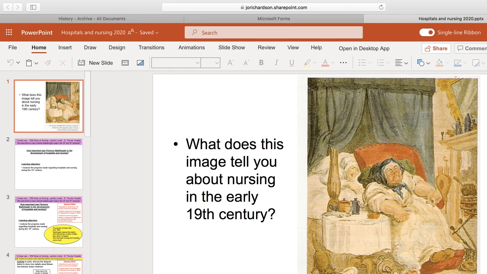We've got an image on the board and the slide, an early 19th century cartoon showing the typical nurse. She is unconscious from alcohol. So what does that tell you about nursing in the early 19th century? If she's unconscious from alcohol, an inference we can make is that she is perhaps untrained, not what you'd assume a typical nurse to be, if she's not doing her job. She's unconscious when she potentially should be working.